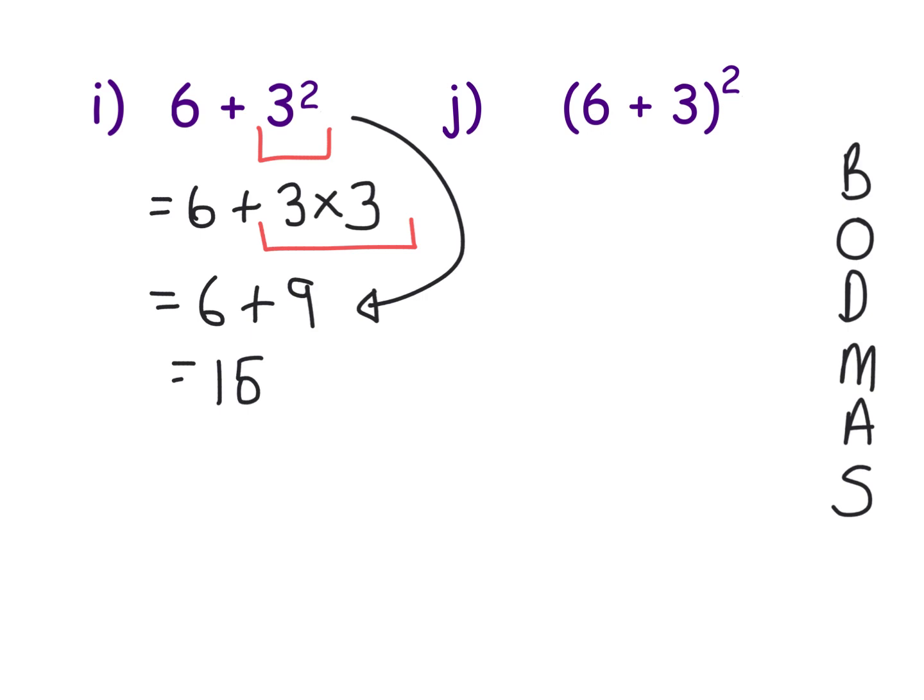Now in this one, I've put brackets around the 6 plus 3, so I have to do the B from the BODMAS first. So I do the sum in the brackets first, which gives me 9 squared, and 9 squared is just 9 times 9, which is 81. So look at the two very different answers. Now I've just noticed in that last one it looks a wee bit like a 16, so I'll change that back to 15.